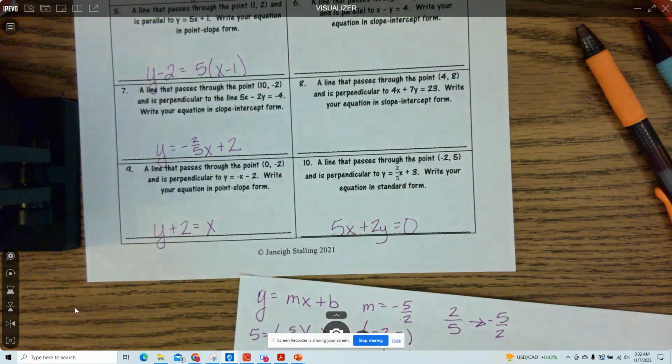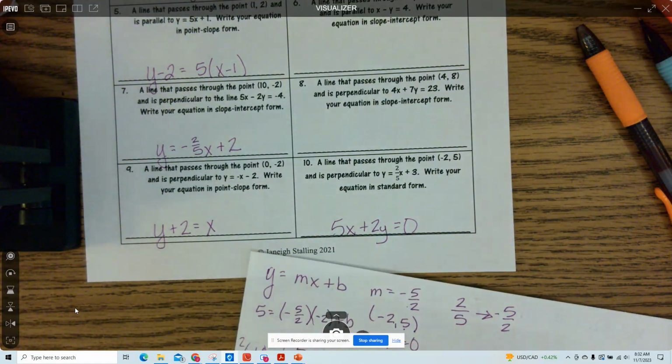That at least gets you to a 70 on this page. I left you 3. 2 of them are in slope-intercept form. Your final answer. 1 is in standard form. Okay?